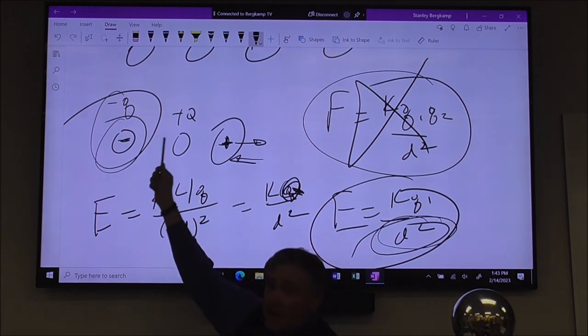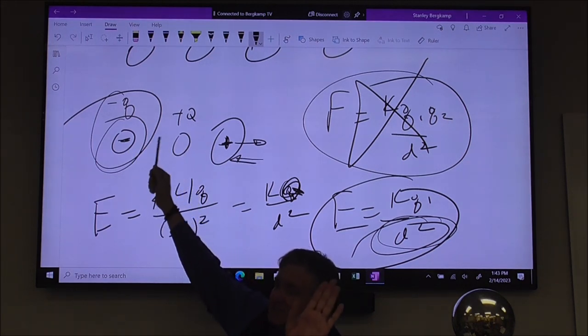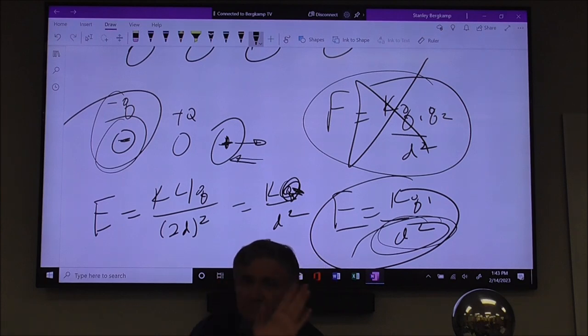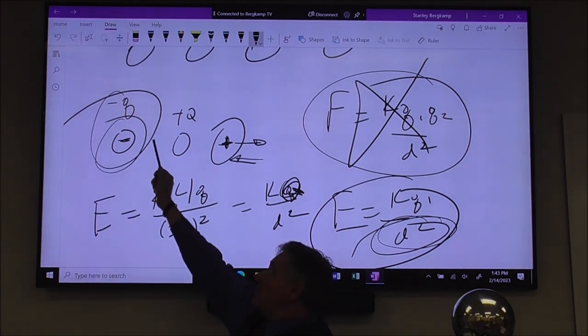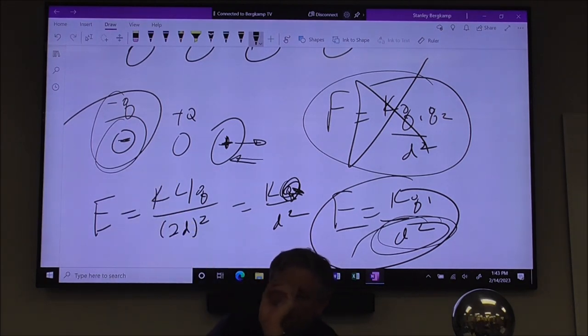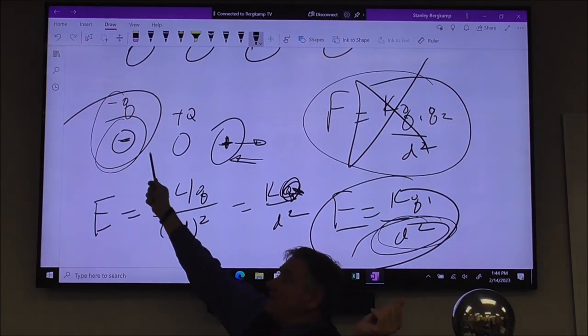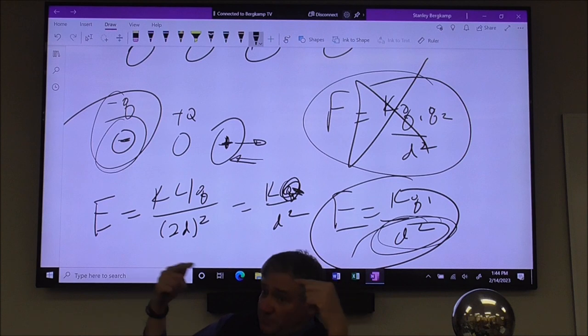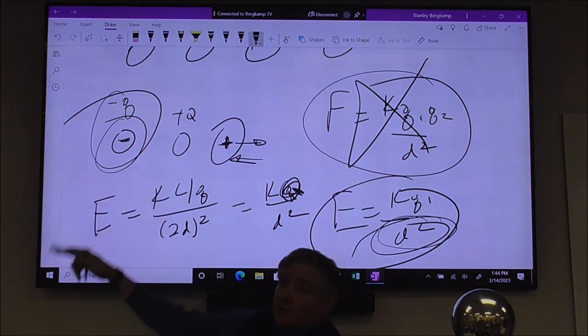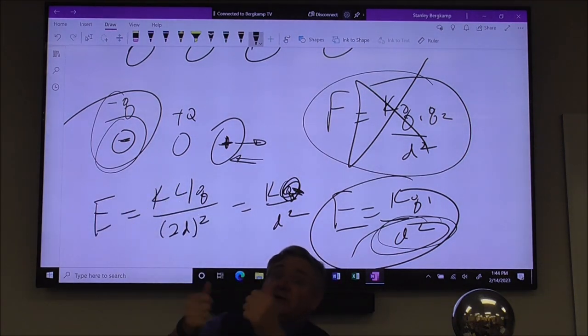If these were both positive, let's say that they're both the exact same positive Q, positive Q. If I were a point in the middle, could I have no net electric field? Because it would be equal, right? It'd be pushing in both directions. So if they're both the same charge, I can have a point in the middle where either they're both pushing in the same direction, or if they were both negatively charged, they would both be pulling in the opposite direction.